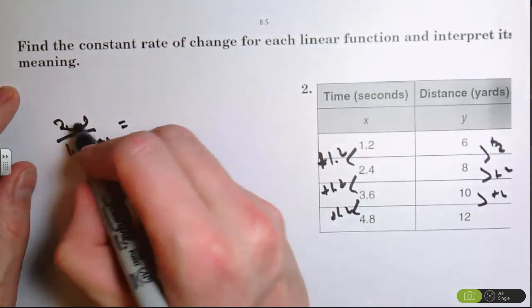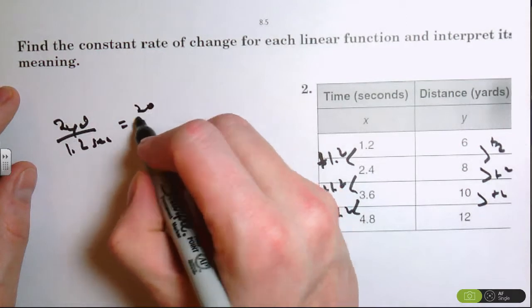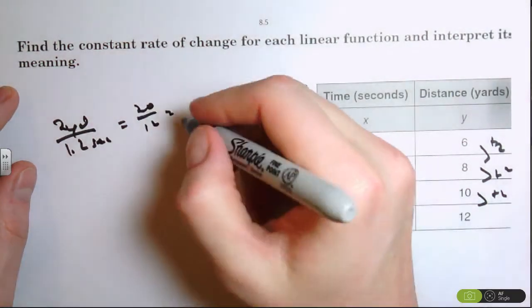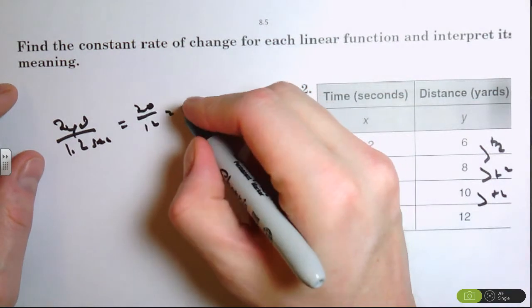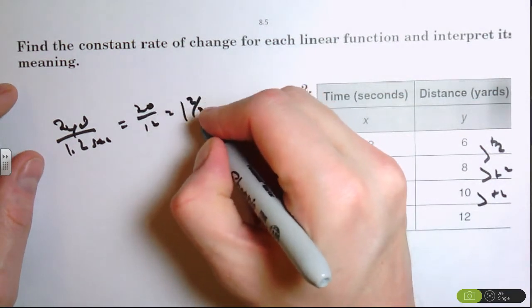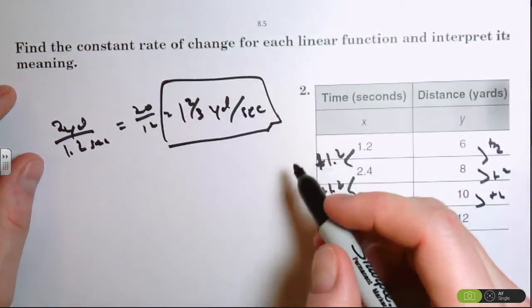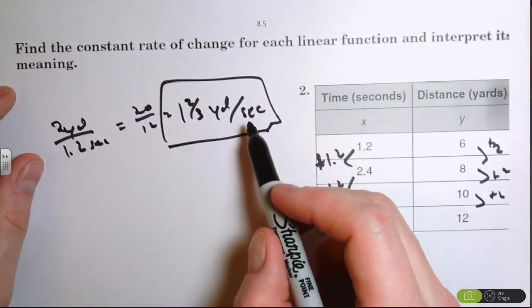If I simplify that, I can multiply by 10 and get 20 over 12, which becomes 10 over 6, which ends up becoming 5 over 3, which is 1 2/3 yards per second. Okay, so that's the rate of change we have here.